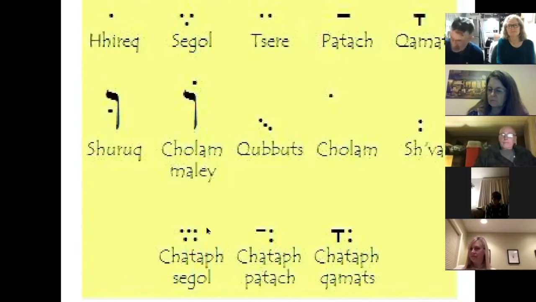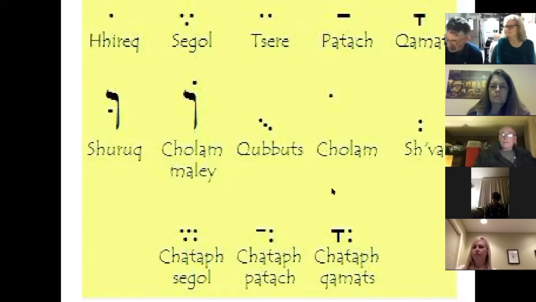Segol. So it's the eh sound. And that is it. That's all she wrote. That is the whole vowel system of the biblical Hebrew language: A, E, I, O, U. That's it.